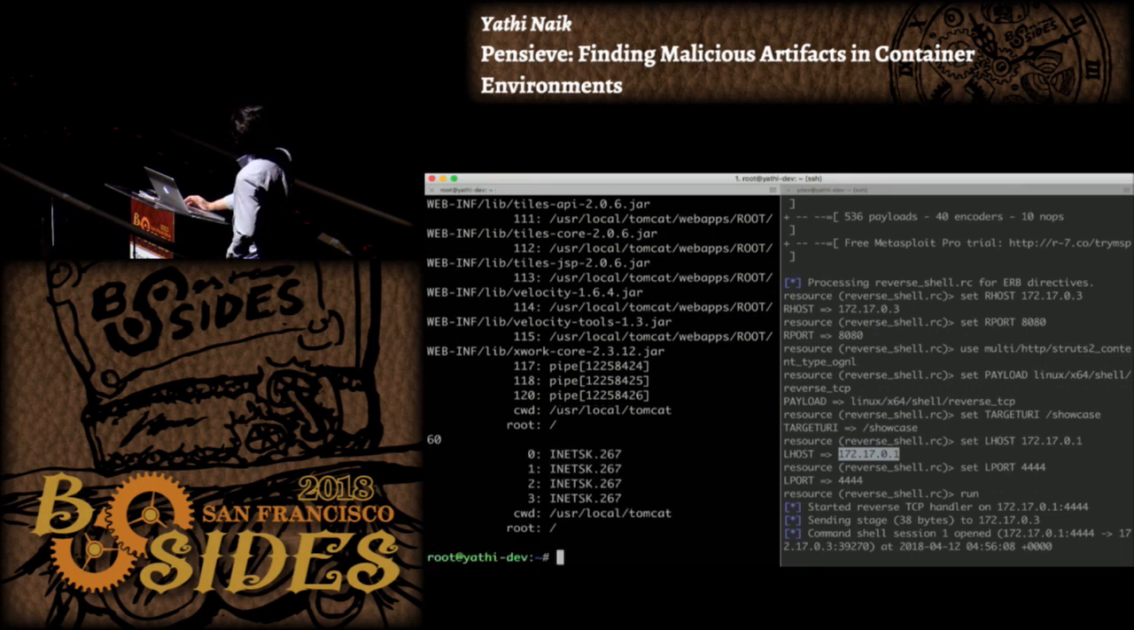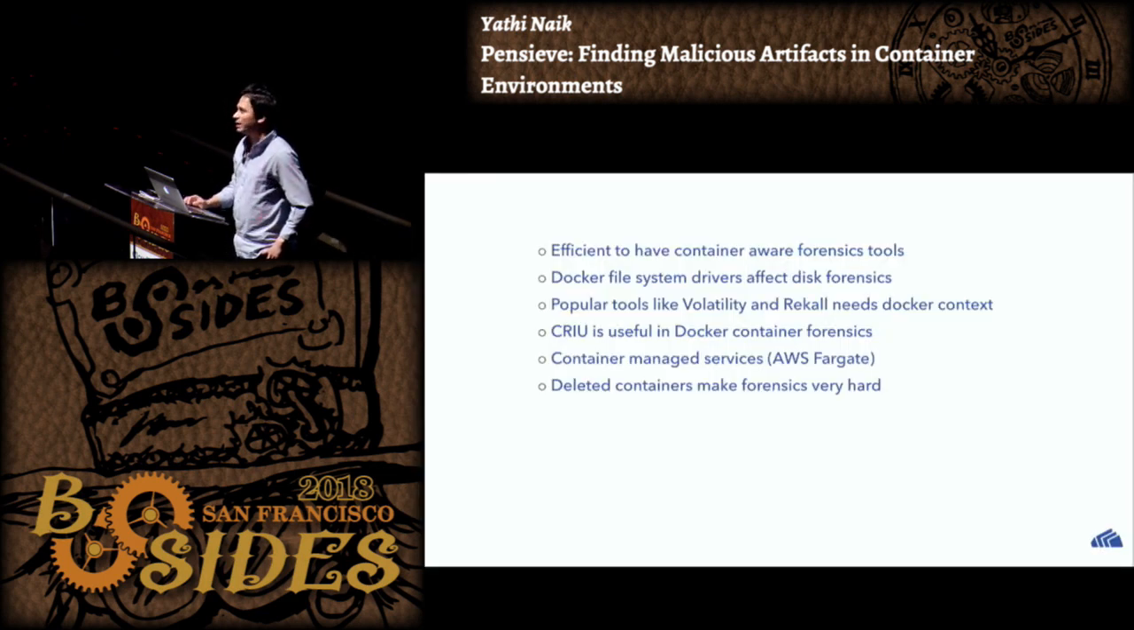So that's essentially what CRIU can do. It has a few plugins, but in future you can see this expanding. It's like Volatility. To summarize my talk, we saw that we need more container-aware forensic tools to make them much more useful. You saw that Docker uses file system drivers, which makes associating files to containers tricky. We also saw that popular tools like Volatility need more Docker context in order to be more useful. We saw how CRIU can be used for forensics. We also saw that container orchestrators, container managed services and even deleted containers make forensics really challenging.